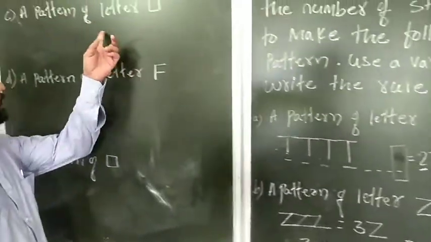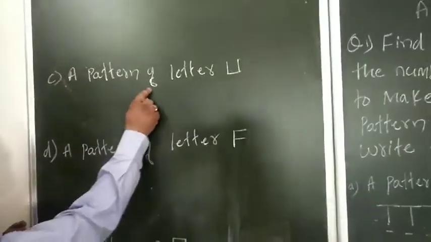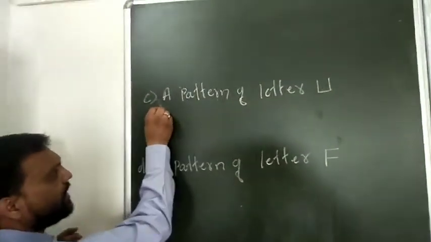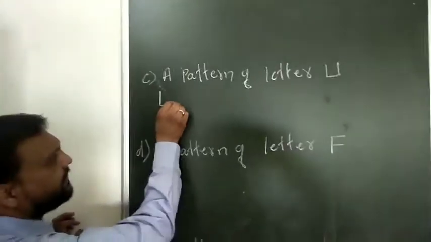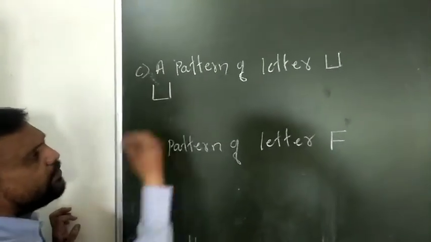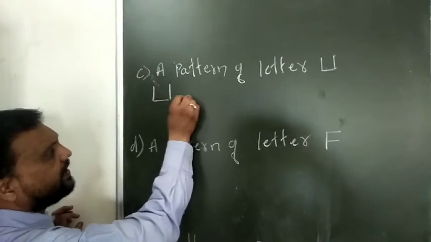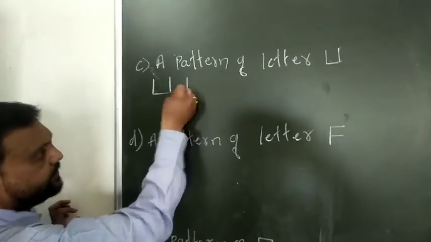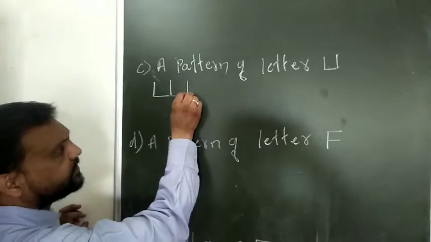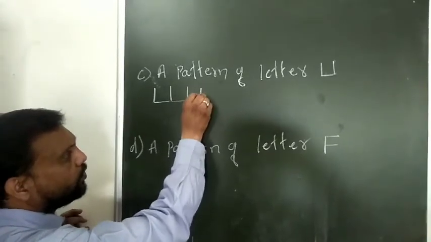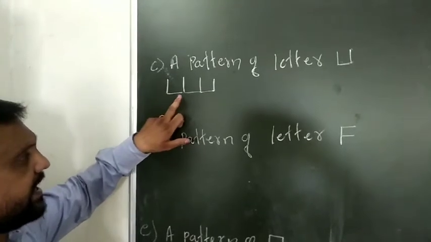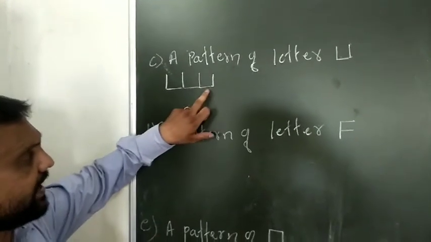Now come to the next question. A pattern of letter U. I want to make a U pattern. So for the first U, I require 3 matchsticks. 1, 2, 3. If I want to make a second U, I require next time only 2 sticks. Again, if I want to make a third U, the first time we require 3 sticks, but next time I require 2 sticks, again 2 sticks.